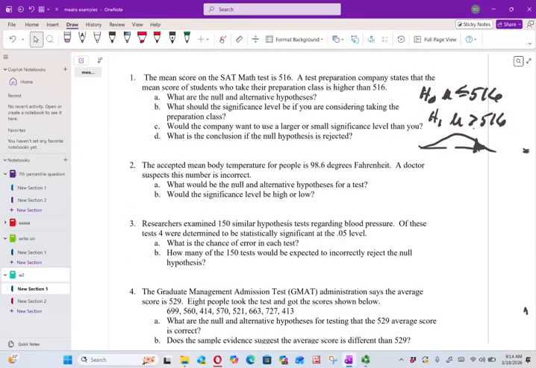What is the conclusion if the null hypothesis is rejected? I can only do two things: reject and fail to reject the null hypothesis. If I reject the null hypothesis, what am I saying? It works. If I fail to reject, I'm saying it doesn't work.